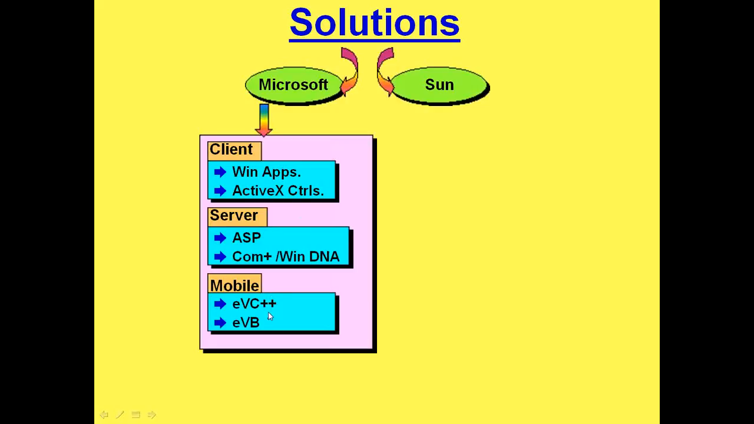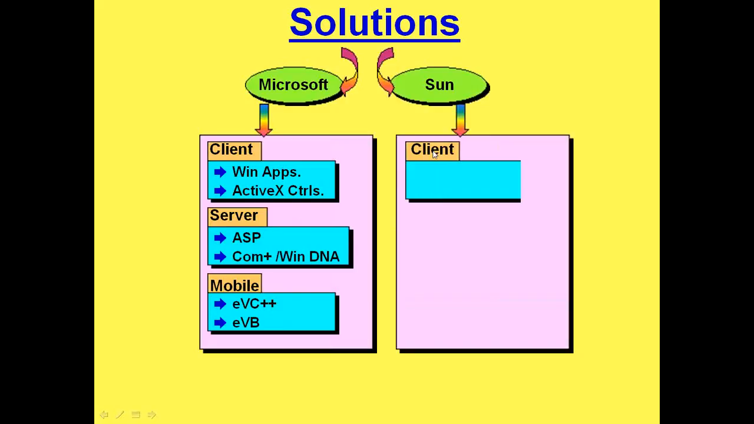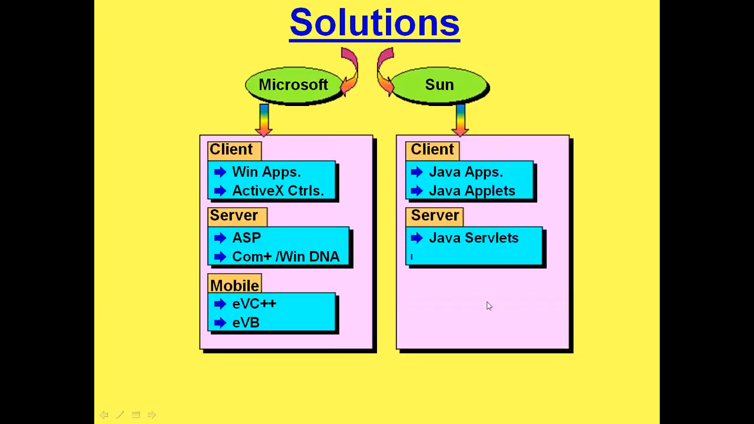And what does Sun Microsystems say? If you want to develop client-side applications, you can go for Java or Java applets. Server side, servlets or EJB. And for mobile side, we have midlets. But what are we people? We people are ad hoc to Microsoft.